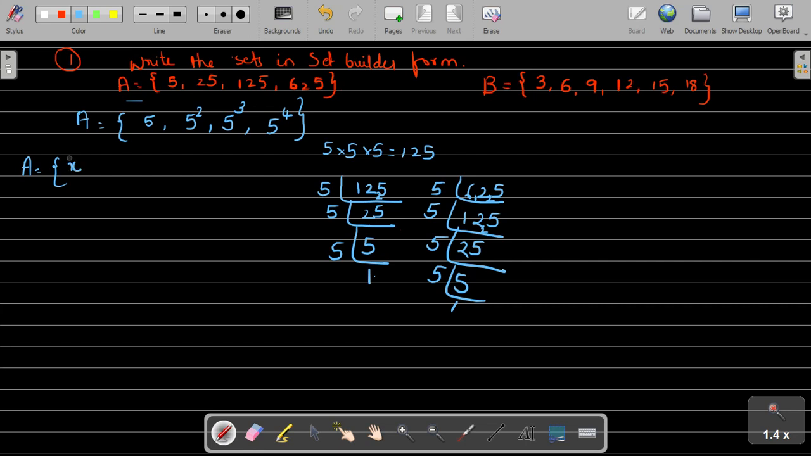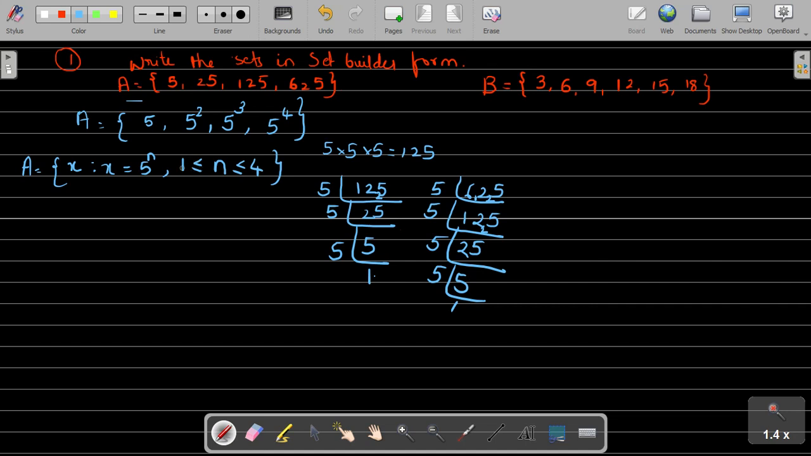A is nothing but an element x such that x is equal to 5 to the power of n, because this n is changing. Here nothing is there, meaning there is an invisible 1, and here we have 2, 3, 4, right? And the value of n ranges from 1 to 4. So 1 is included, that's why we are writing less than or equal to.